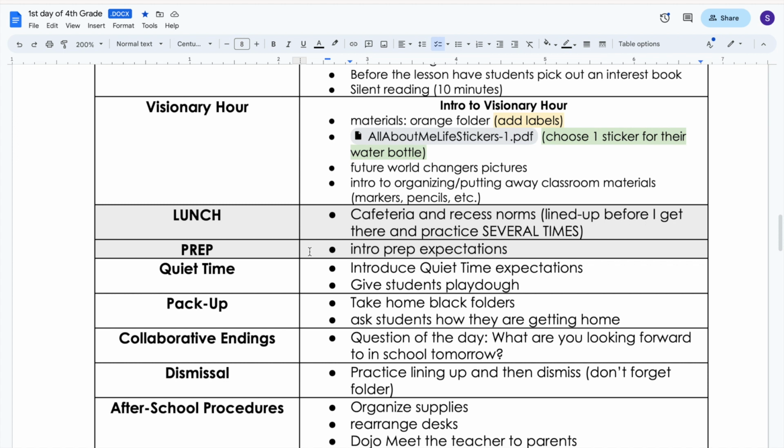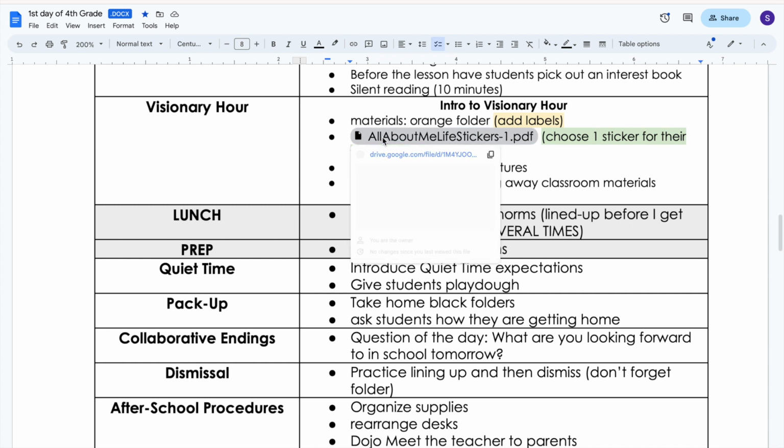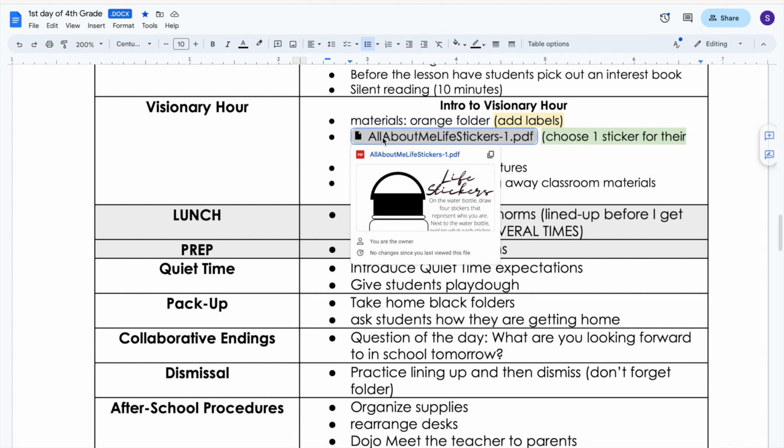I usually like to introduce some of the routines naturally as they come up, like this, but sometimes it has to be explicit. Because the Visionary Hour lessons don't really start till the second week of school, I usually like to do a fun activity for the first couple of days.